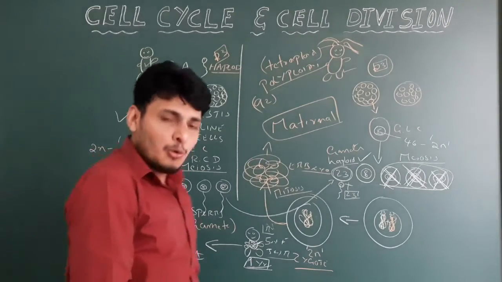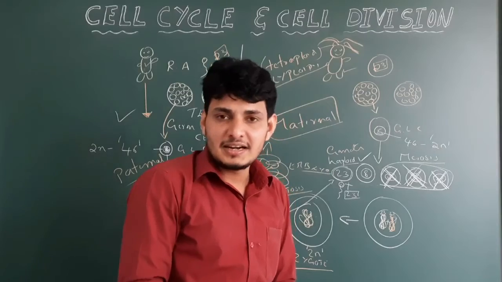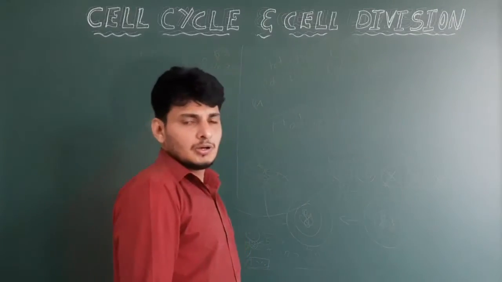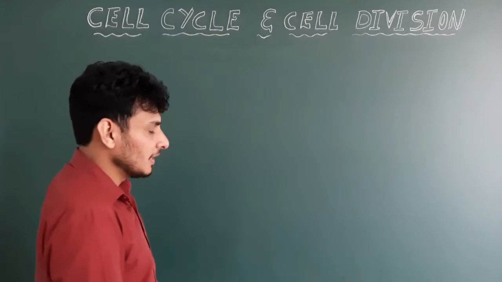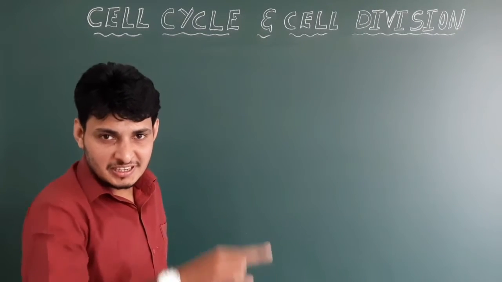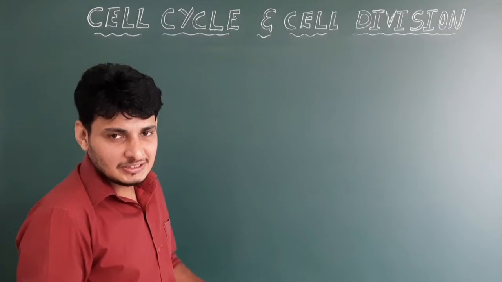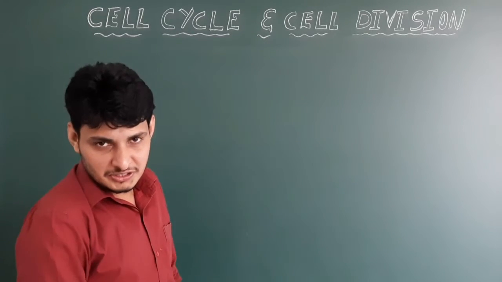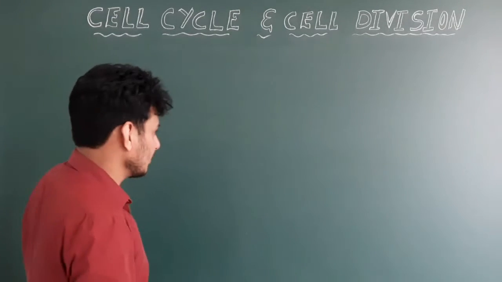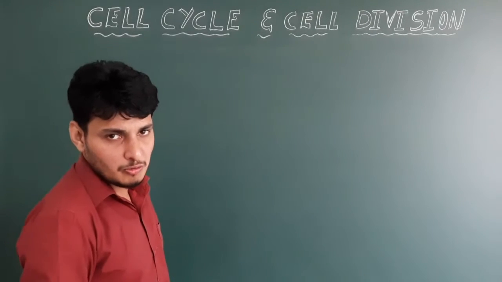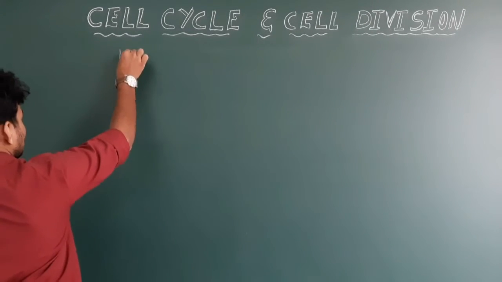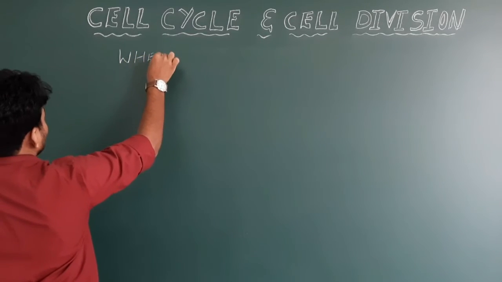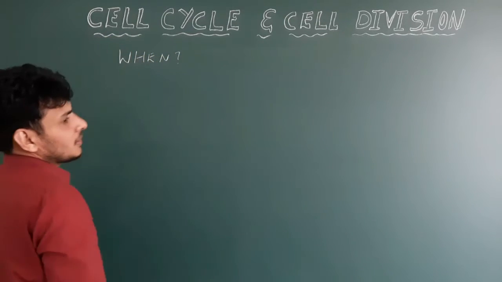Now, how do cells divide? Let us understand it. For that, let me just erase this. When and how does a cell divide? It could be somatic cell division, that is mitosis, or it could be germ-line cell division, meiosis, to produce sperm or ovum, that is gametes. So we just write this: when a cell divides.